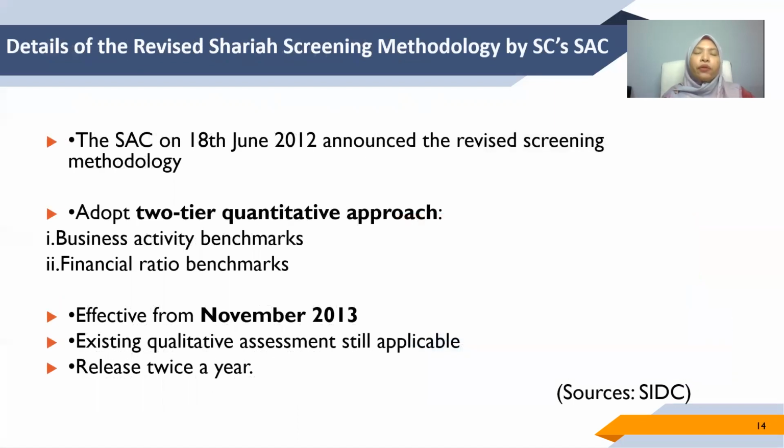So this is just for your information, very general knowledge on Shariah screening, because what you will see today is a revised Shariah screening. The previous one is not the same as what we have today. As at 2012, they announced the revised screening methodology, which adopts a two-tier business and financial approach, effective from November 2013.